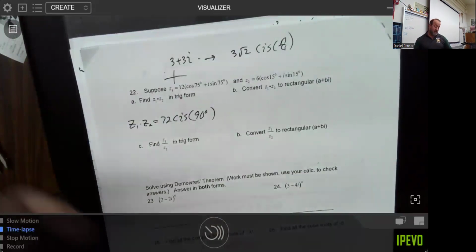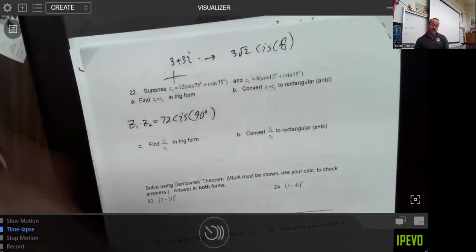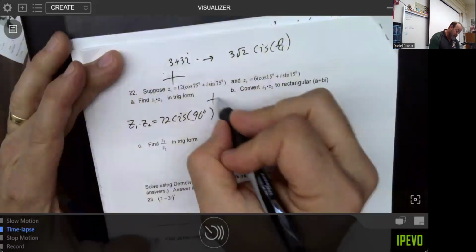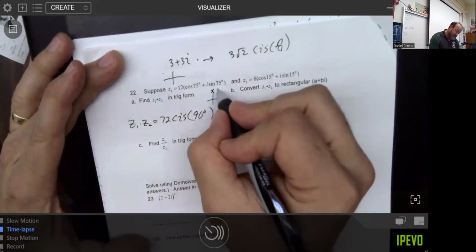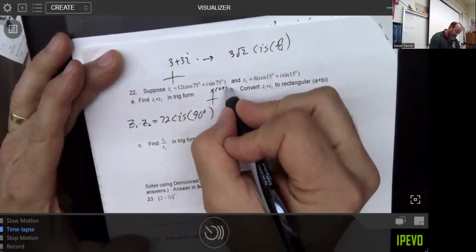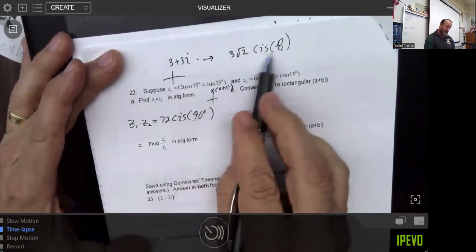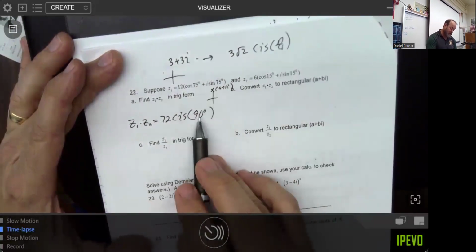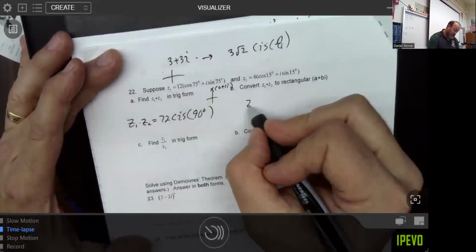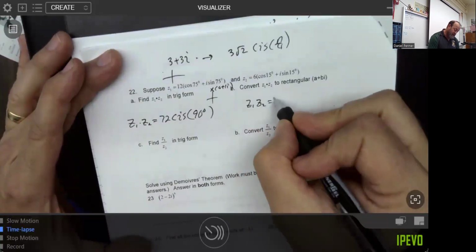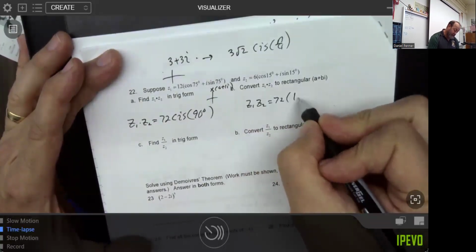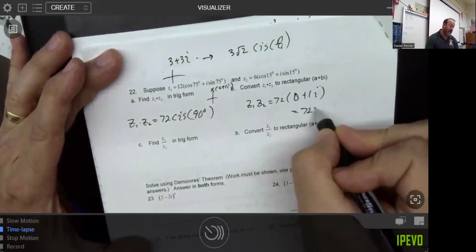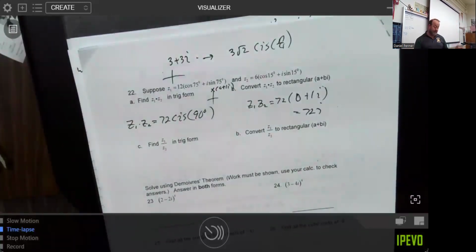Now, you'll notice I said just leave it alone, but then over here it says, let's go ahead and convert that. So remember 90 degrees would be sitting right up here at the coordinate 0 plus 1i. Remember, cis notation, it's the cosine of 90, which is 0, and the sine of 90, which is 1. So if we were converting that, we'd get 72 times 1, like 0 plus 1i, or in other words, 72i, and we'd be done, okay?